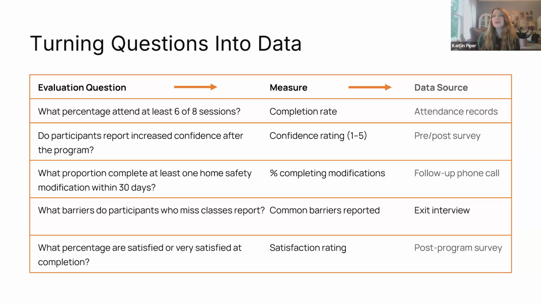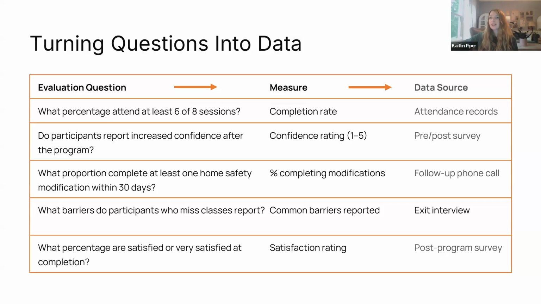Suppose your question is, what percentage of participants attend at least 6 of the 8 sessions? To answer that question, we need a measure. In this case, it's the completion rate. And then we need a data source. So where would that information come from? Probably in this case, it will come from some kind of attendance records like a sign-in sheet.